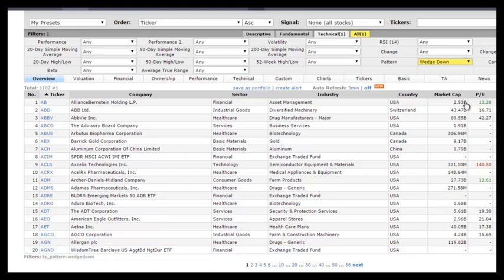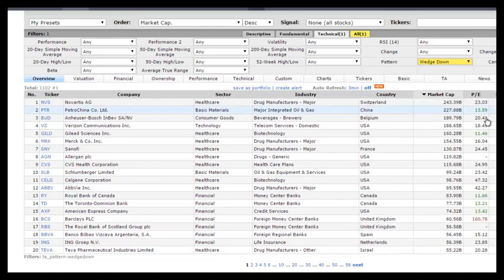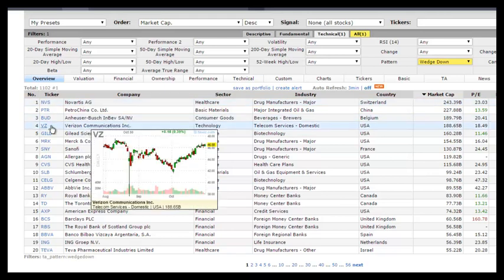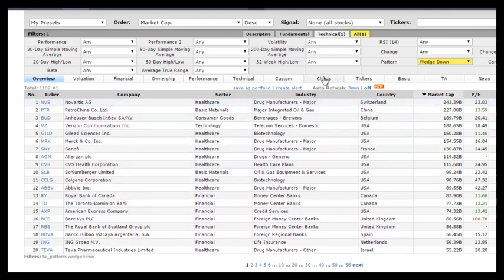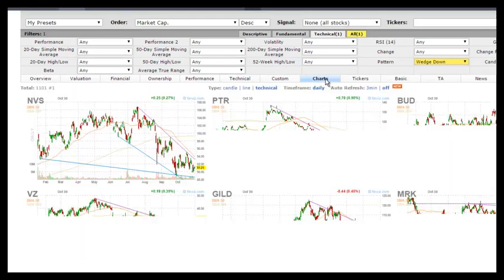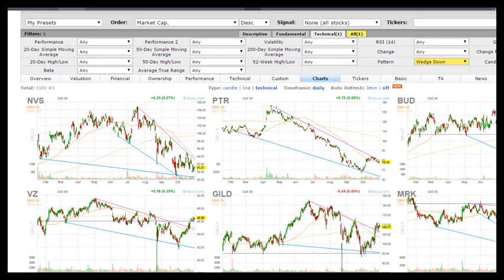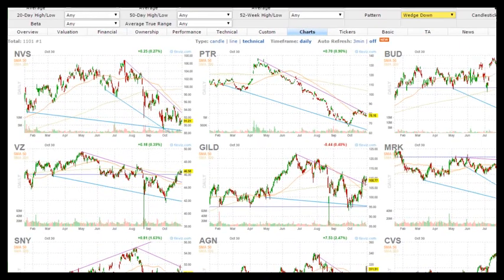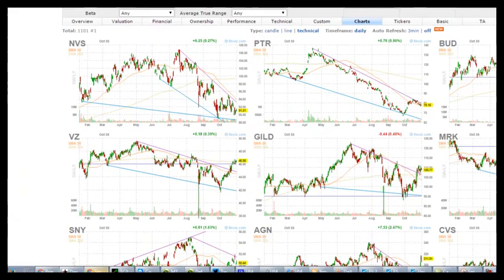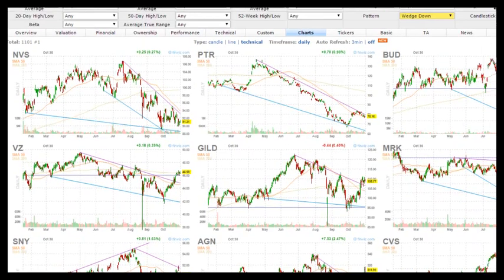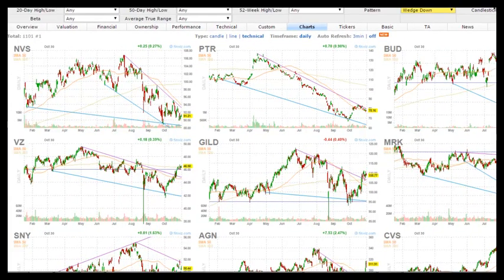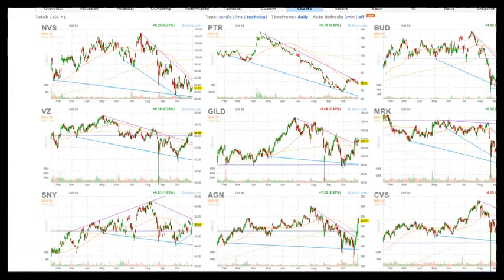But what I like to do is take your market cap over here, this little tab right here. Click on this, and I want to go from largest market cap to smallest. That represents some really strong and big cap stocks. And then from that point on, I want to click on charts. Now that we have it all listed up, click on charts, and it'll give us a nice look at charts. I don't have this screen big enough. Let me see if I can move the site down here a little. There we go.